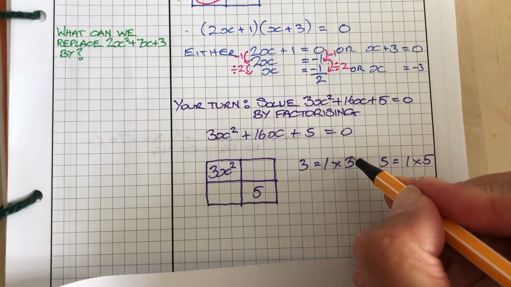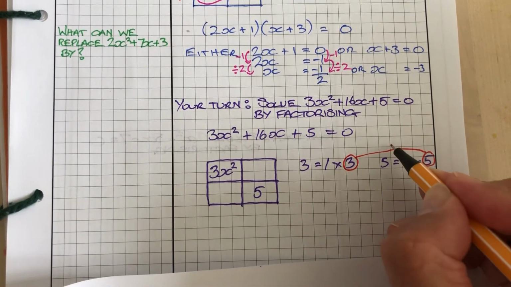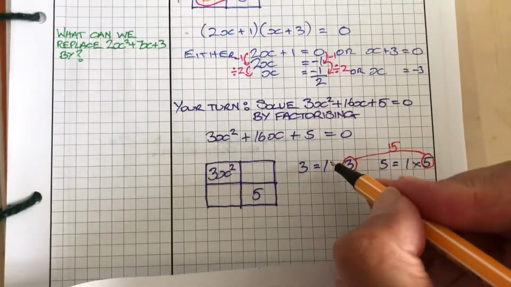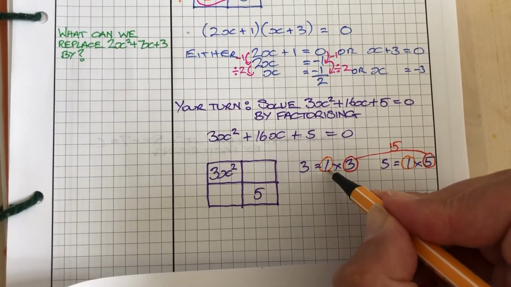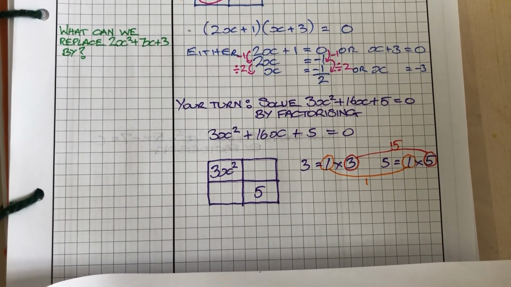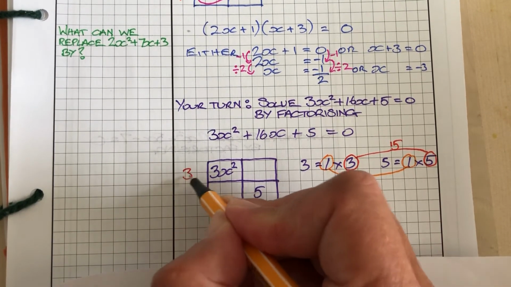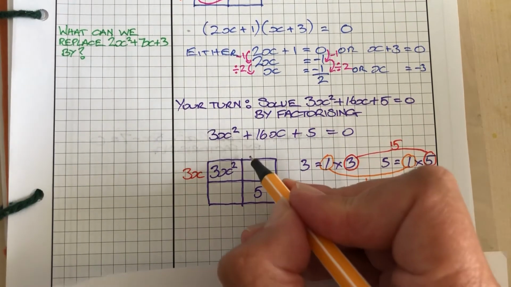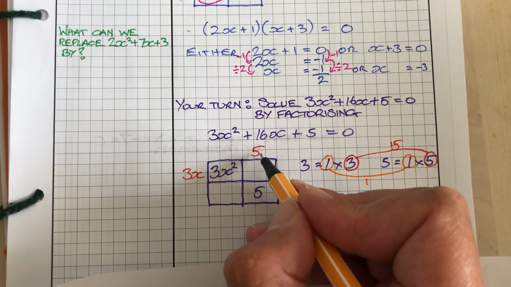So I'm putting the 3 with the 5 to make 15. And I'm putting the 1 with the 1 to make 1. So I fill in the grid carefully. So 3 times x needs to go with the 5. So the 5's got to be here, okay? Not on the same side, on the alternative side.